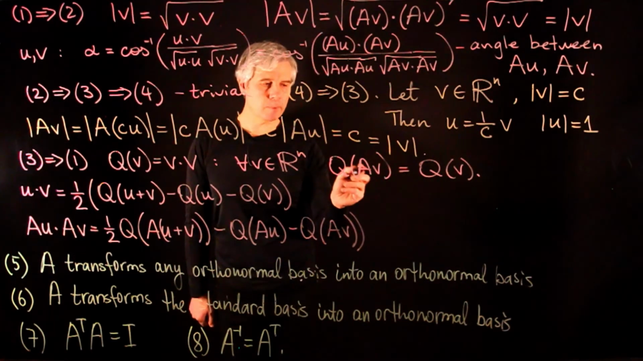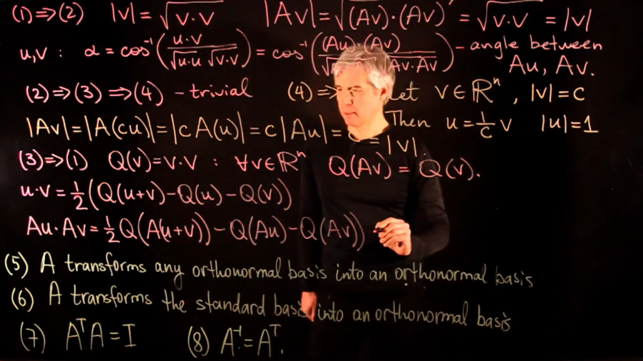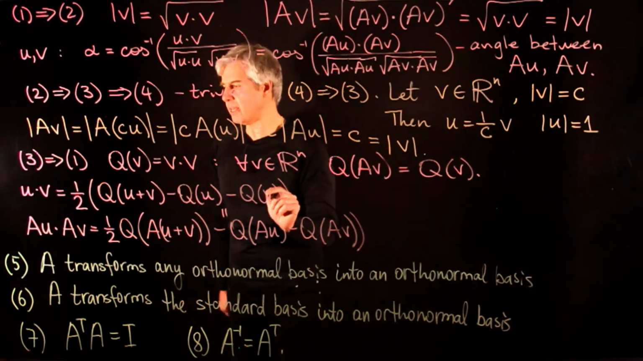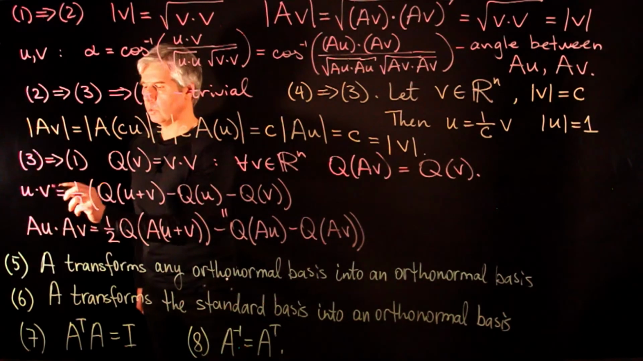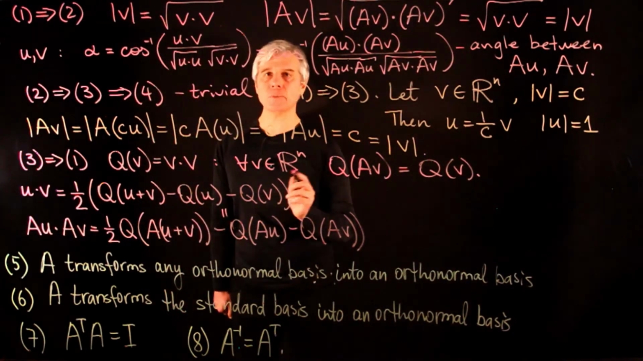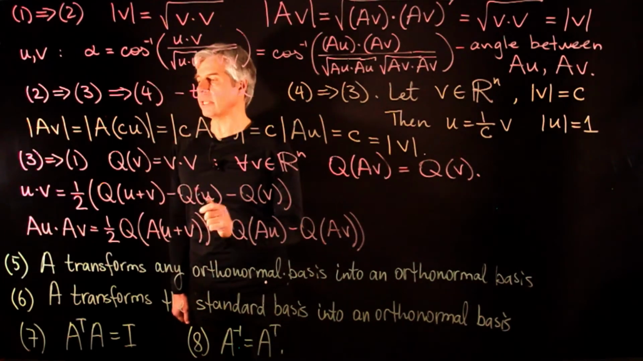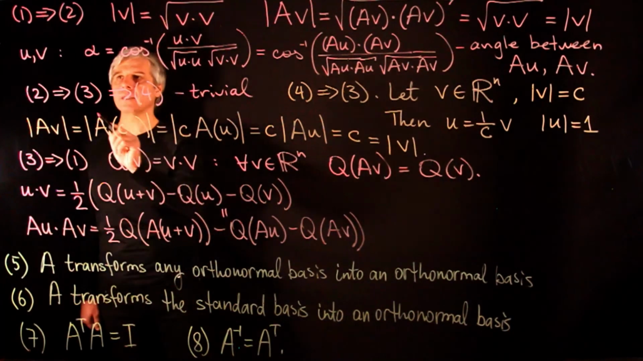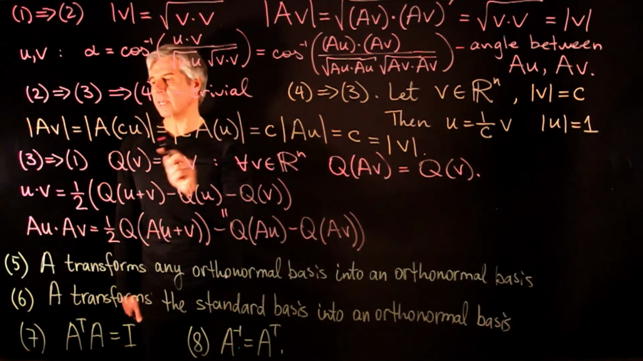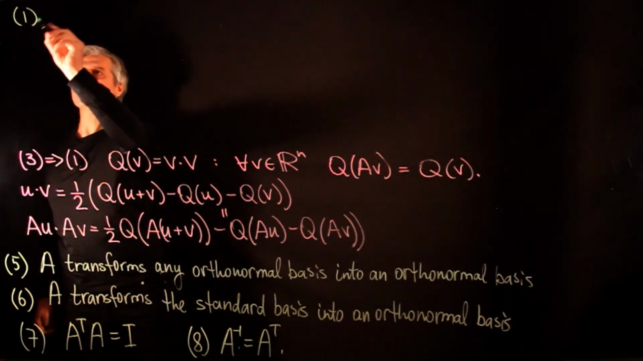But because A preserves the quadratic form, so q of AV is the same as q of v, we get that this expression is equal to the one on the previous line, which is the dot product of u dot v. And so this shows that A preserves the dot product. At this point, we prove that conditions 1, 2, 3, and 4 are all equivalent to each other, because we proved that 1 implies 2, 2 implies 3, 3 is equivalent to 4, and also 3 implies 1. Now let us show that 1 implies 5.